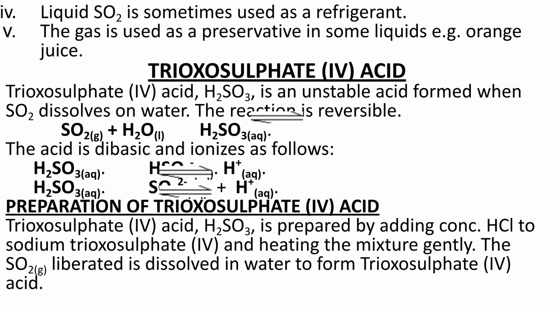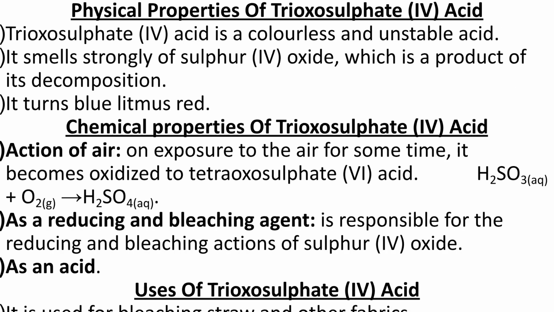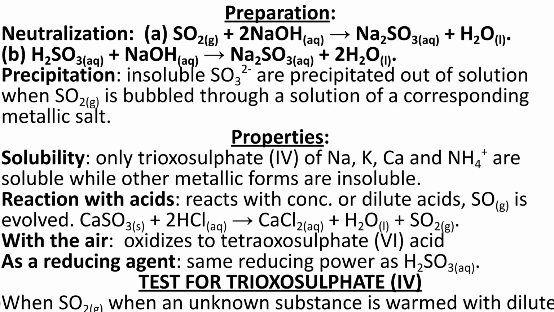Trioxosulfate IV acid, H2SO3, is an unstable acid formed when SO2 dissolves in water. It is a dibasic acid. It can be prepared by dissolving SO2, liberated from adding concentrated HCl to sodium trioxosulfate IV, in water. Trioxosulfate IV acid is a colorless, unstable acid that turns blue litmus red and smells of sulfur IV oxide. Chemical properties include oxidation by air to tetraoxosulfate VI acid, acting as a reducing and bleaching agent, and acting as an acid. It is used for bleaching and as a germicide.